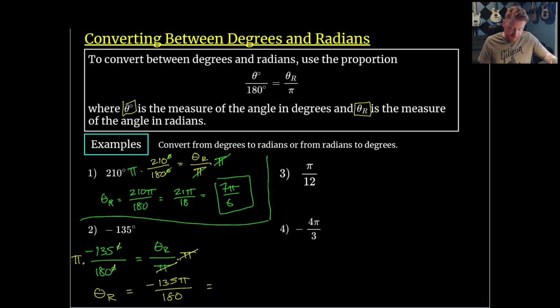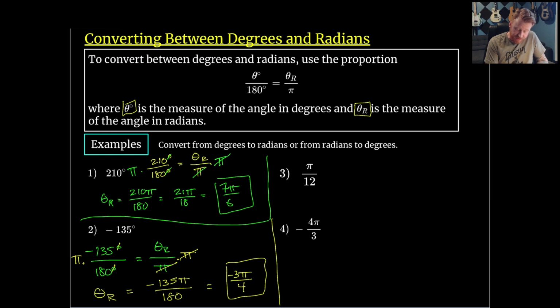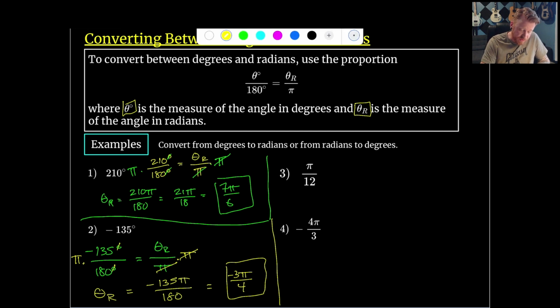And if we reduce that, I believe that is negative 3/4. I know I did this one earlier. Yeah, negative 3 pi over 4. So that one reduces in a somewhat surprising way. But there we go. So negative 135 degrees is the same as negative 3 pi over 4 radians. Okay, so that was converting from degrees to radians. Now we want to convert from radians back to degrees, which the algebra on this can seem a little bit weird. So if there are questions on any part of this, please let me know.